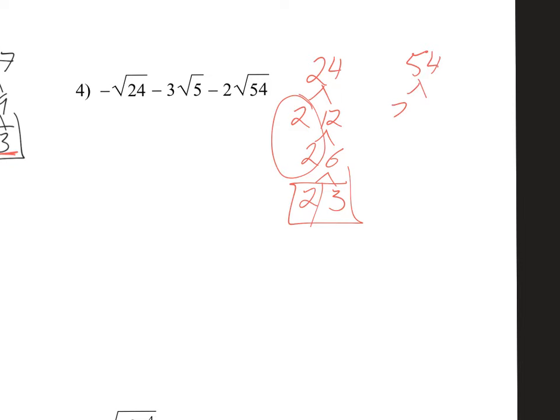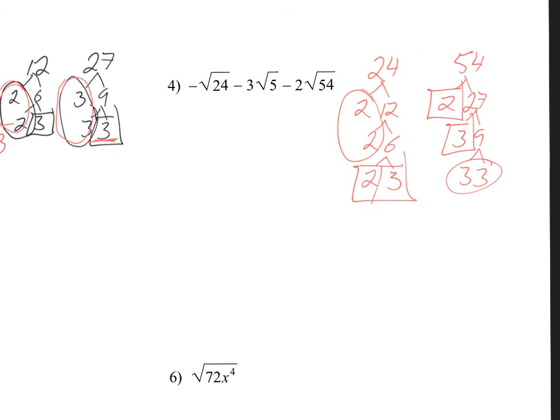54. I have 2 and 27. And then 3 and 9. And then 3 and 3. So it looks like I have a pair of 3s. And then the 2 and the 3 are left over. So let's go ahead and simplify this. This negative sign I'm going to put out in front. So I have negative. Well, I have a circle of 2s. So 2. Radical, what is 2 times 3? 2 times 3 is 6, so radical 6.